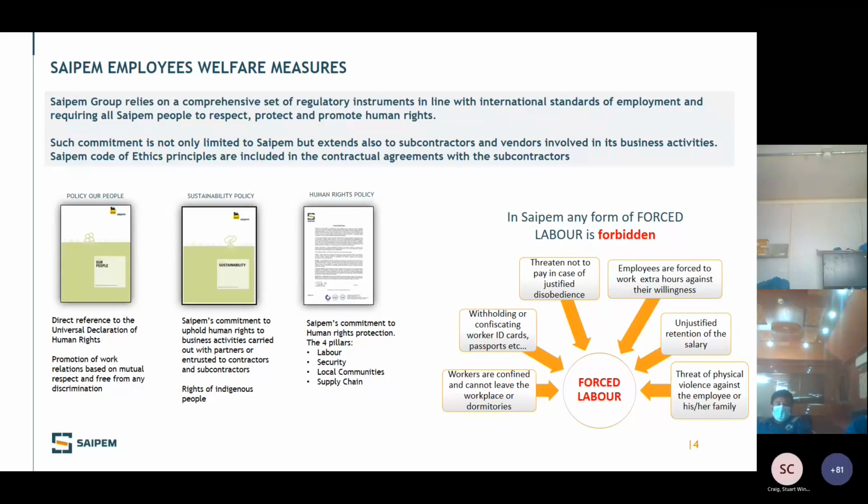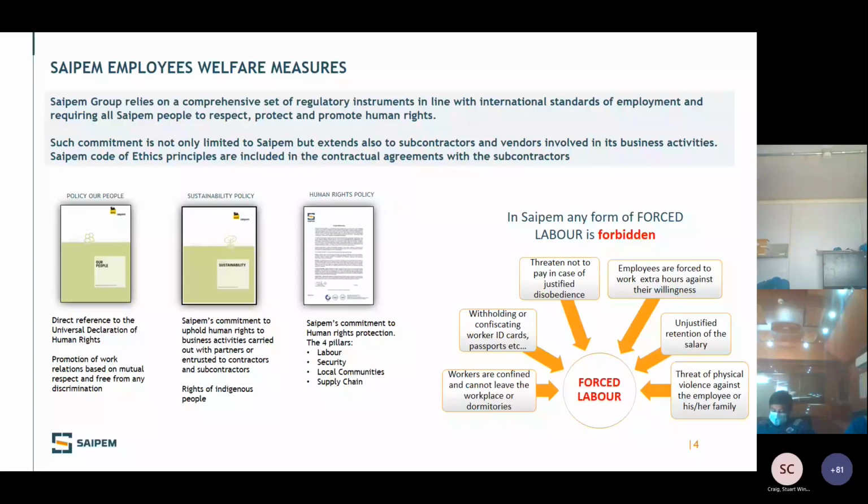SAIPAM Group relies on a comprehensive set of regulatory instruments in line with international standards of employment and requiring all SAIPAM people to respect, protect, and promote human rights. Such commitments are not only limited to SAIPAM, but extend also to subcontractors and vendors involved in its business activities. SAIPAM Code of Ethics principles are included in the contractual agreements with our subcontractors. This is one of the very important documents when we are getting into agreement with our subcontractors.